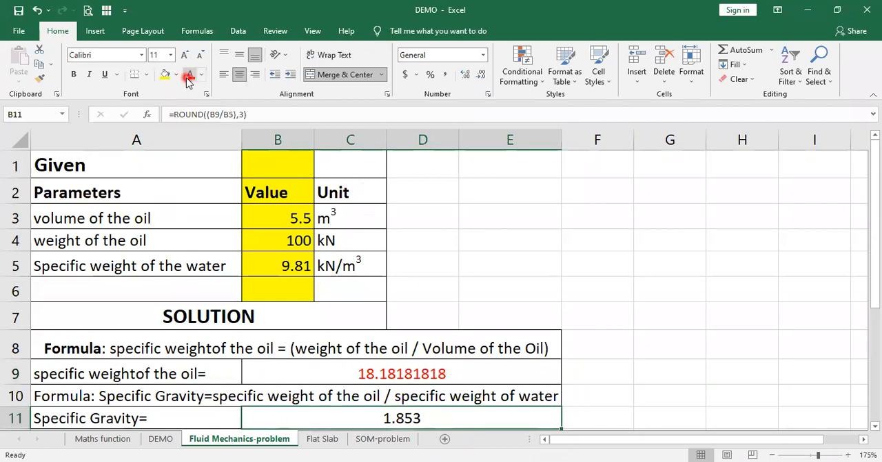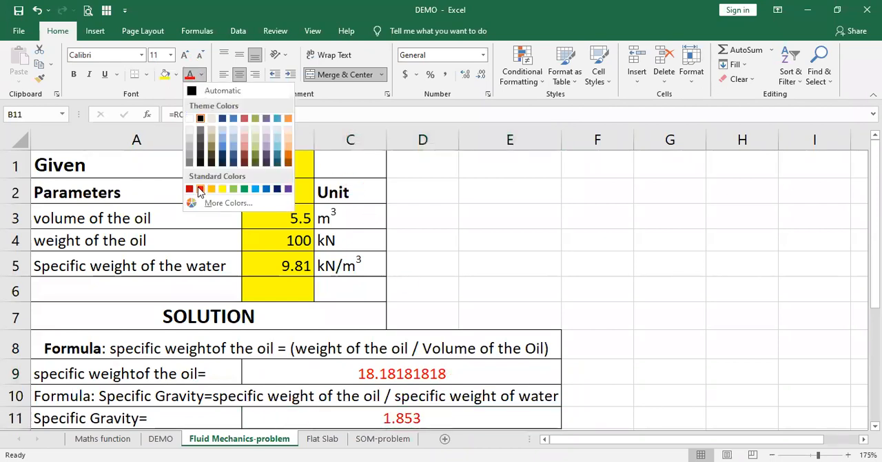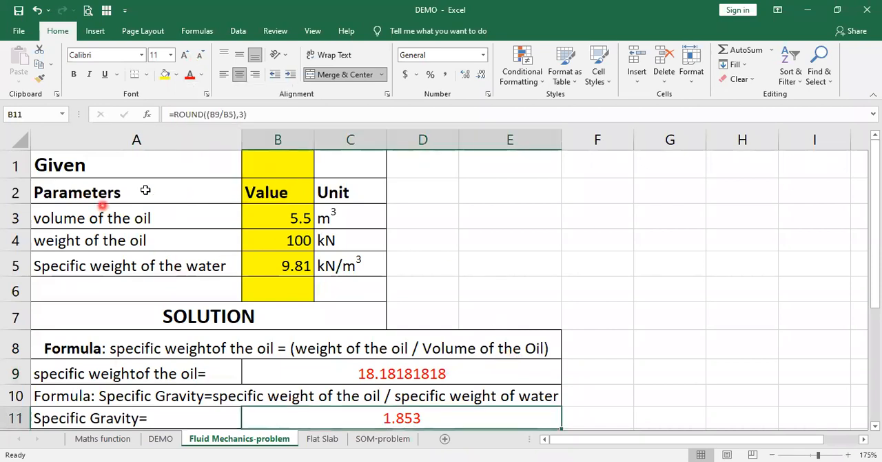You will get the value. Again, click on here, red. You can do any number of formatting, whatever you like, but this should be the minimum formatting, wherein you mark what is the given data and what are the different solutions of it. If you mark it here, you will understand that this is the solution. You got your formula as well.